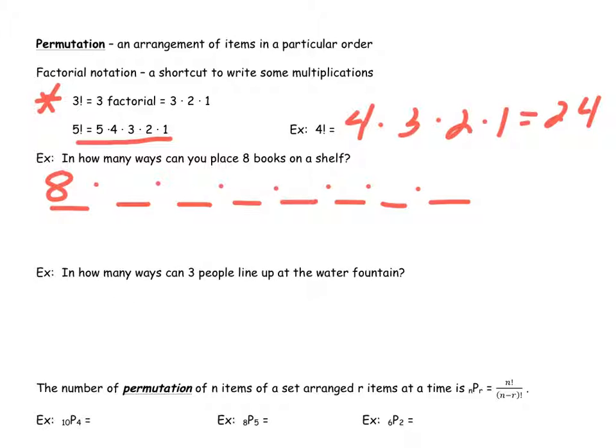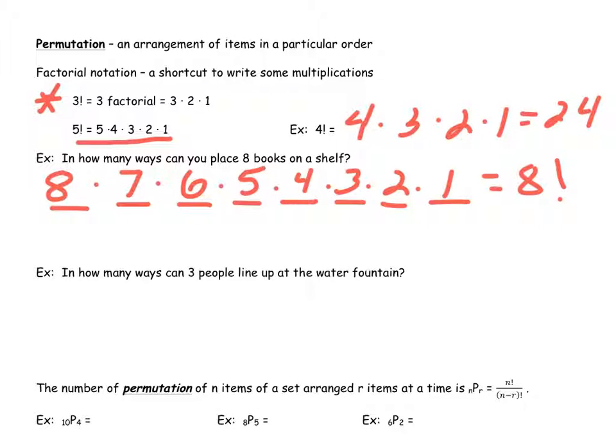Now there's 7 books left to put on the shelf, so there's 7 to choose from for the next position, 6 to choose for the next position, down the line. So we would have 8 times 7 times 6 times 5 times 4 times 3 times 2 times 1 ways to put those books on a shelf. And we just said that that is the definition of 8 factorial.